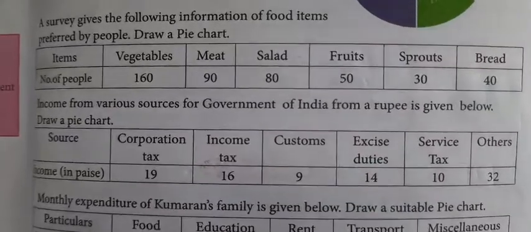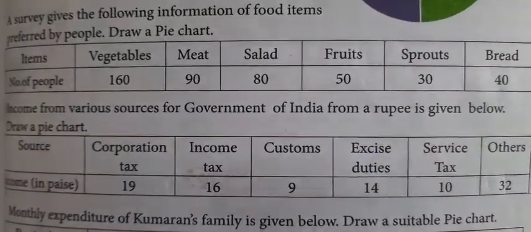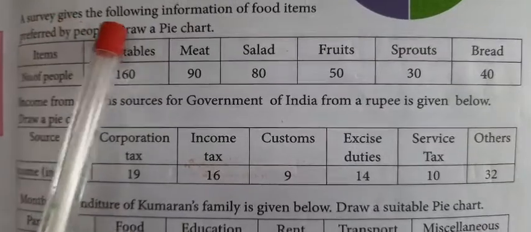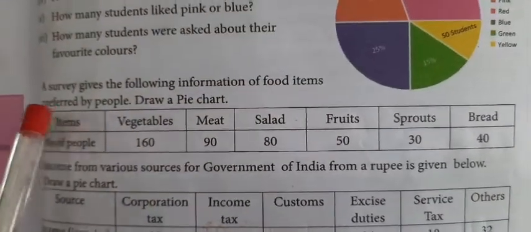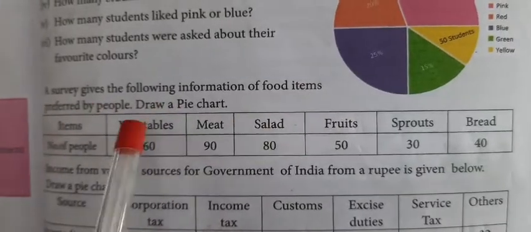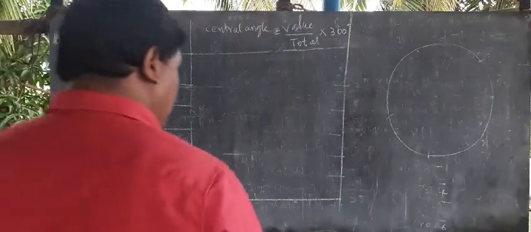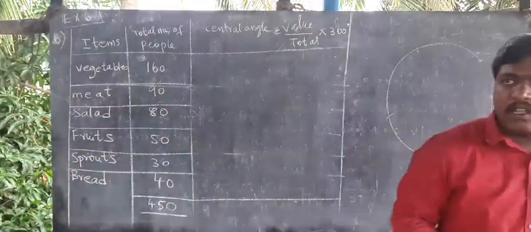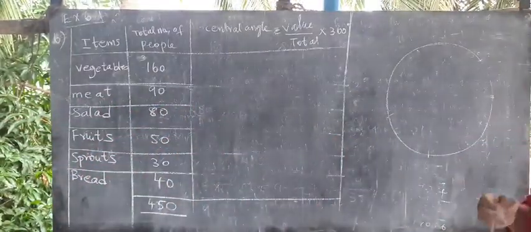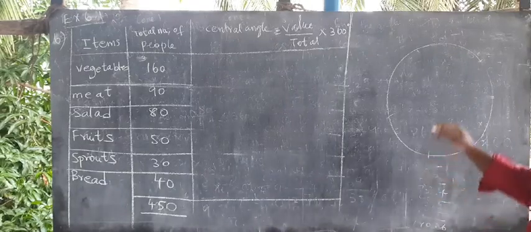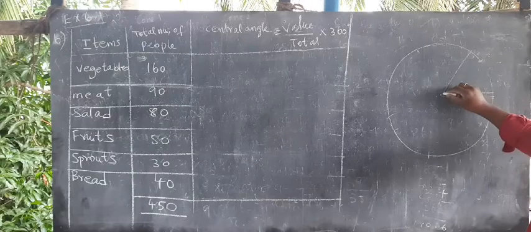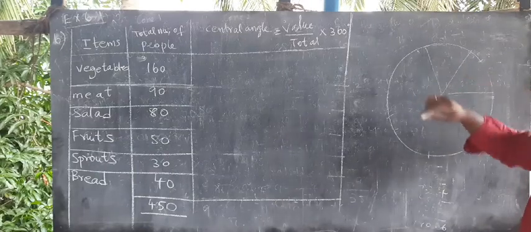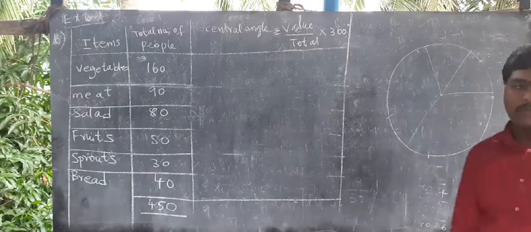Right. Exercise 6.1, sum number 6. A survey gives the following information of food items: vegetable, meat. We have to draw a pie chart, right? Drawing a pie chart means this is in the circular shape. So, we have to separate the angles. These are the various components in the pie chart.